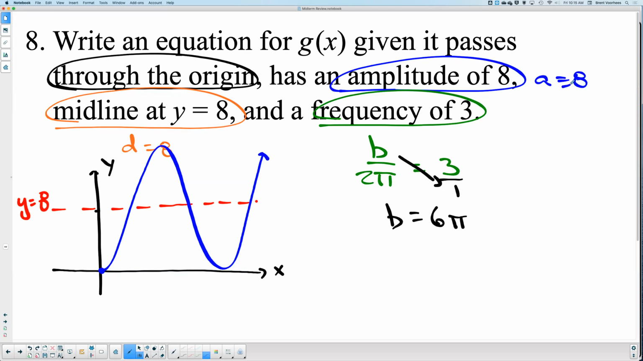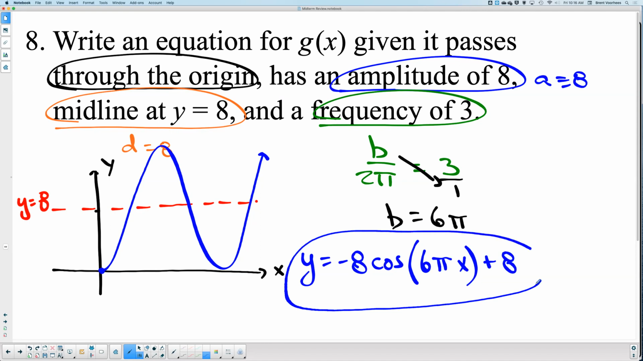Why is our A negative 8? Because it starts at the minimum. So here the equation would be y equals negative 8 cosine. This has no other shift, so I can do one parentheses: 6 pi x plus 8. Yeah, I tried to trick you. I want you to think through that. So A is negative because it starts at its minimum.